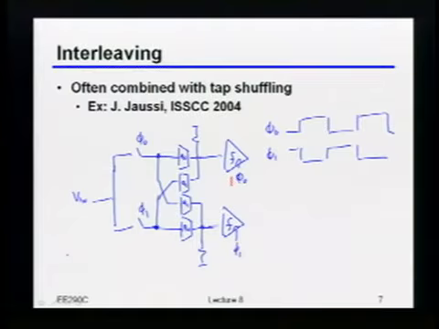Okay? Yeah? I got a question about this interleaving architecture. One of the problems is you have 2 paths right now, and the elements are not going to match each other. Do you actually care about that? Okay, good question. You were asking, what happens if these elements don't really match each other? Can you deal with that?